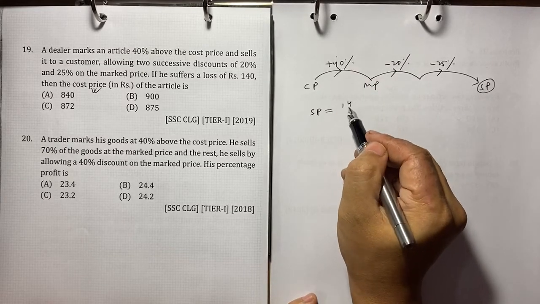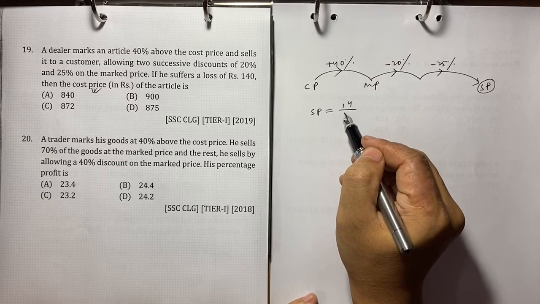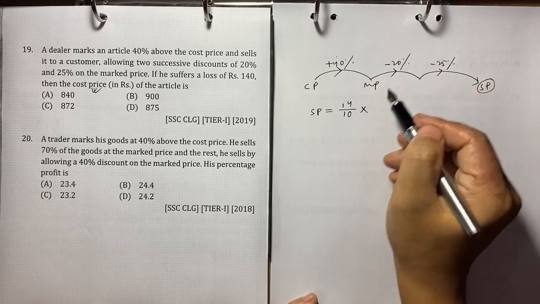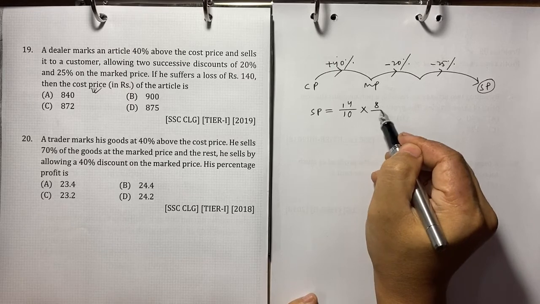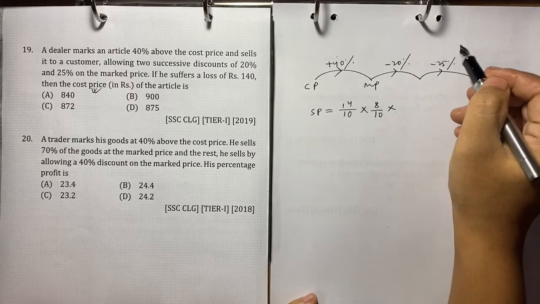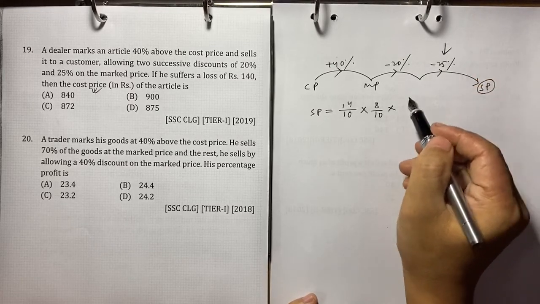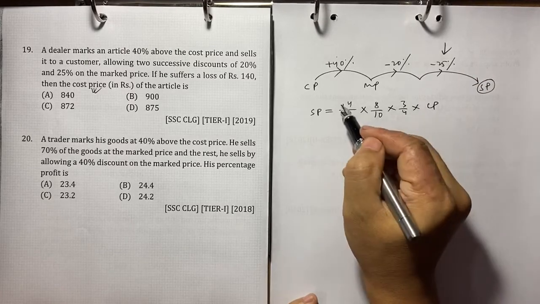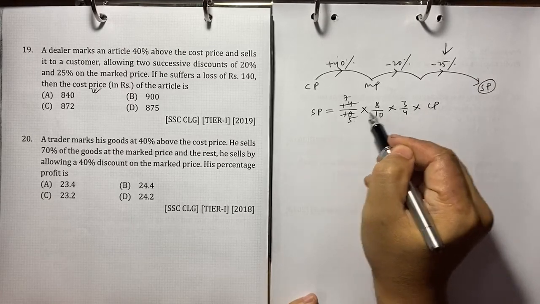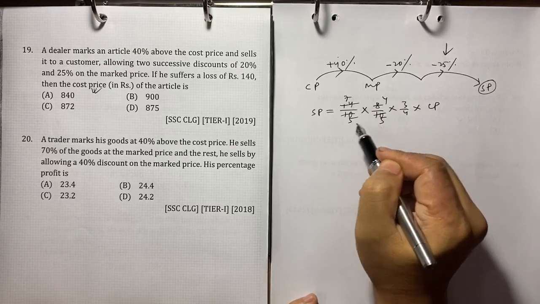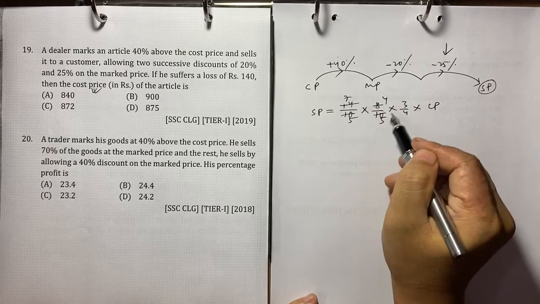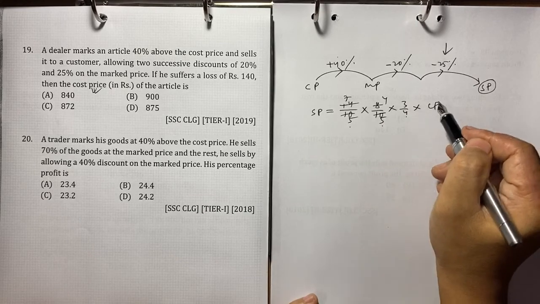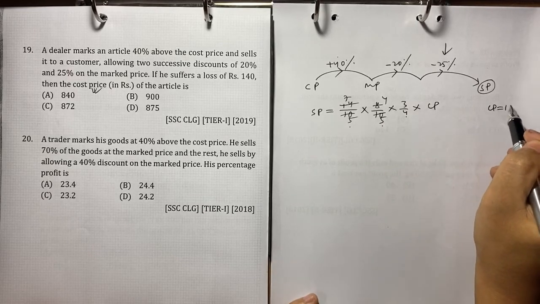It will be 140%, which is 14 divided by 10, into discount 20%, it will be 8 by 10. Then 100 minus 25, it will be 75%, which is 3 by 4, into cost price. Let's see, cancel. Okay, 7 by 5. Cancel, 4 by 5. And cost price, cancel by 5, 25. 25 into 4, 100. So cost price equals 100.